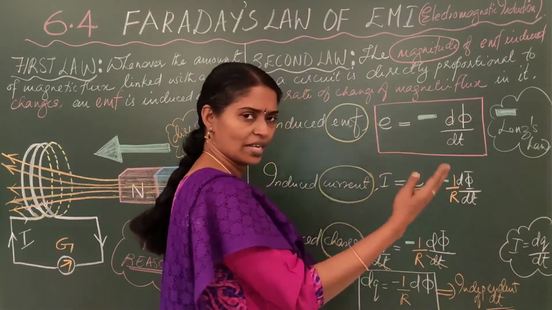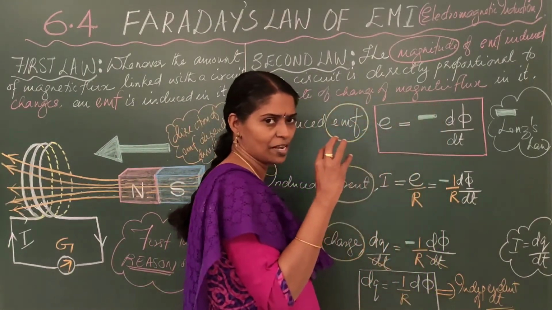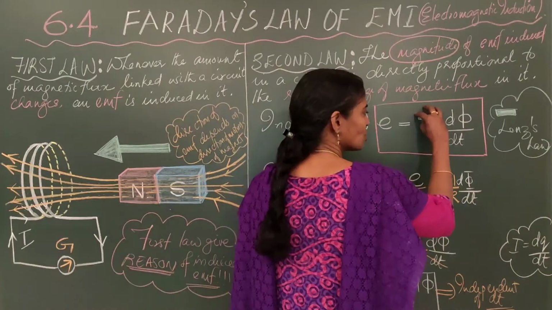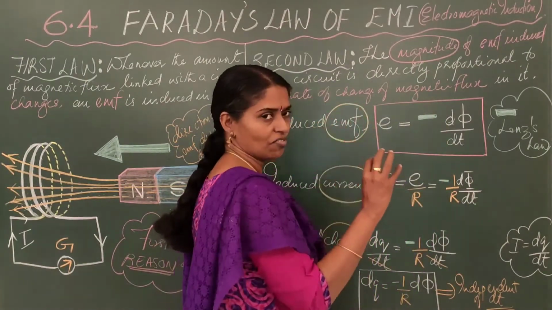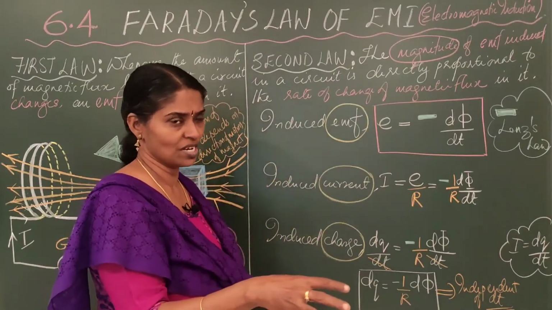That is discussed in another topic, not this. So that is why you have a minus sign here. Very, very important. This minus sign shows the direction of the induced EMF. And second law gives only the magnitude of the induced EMF.